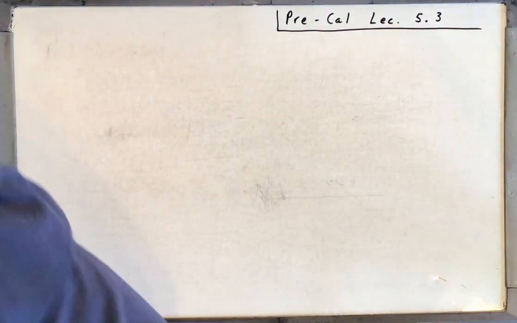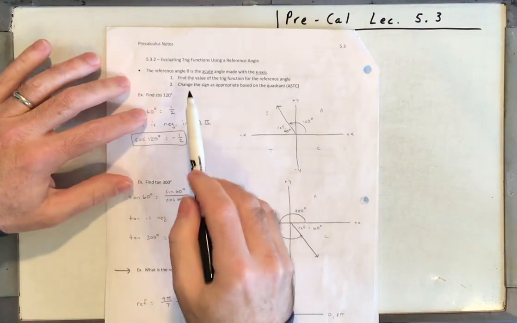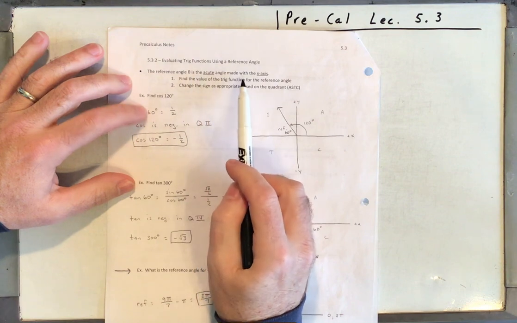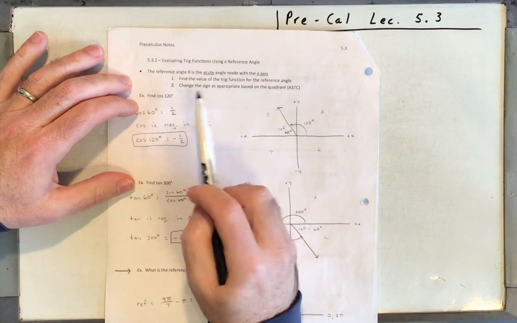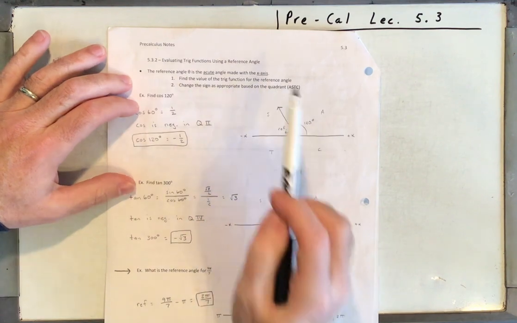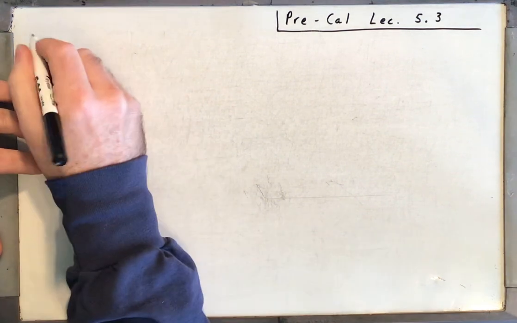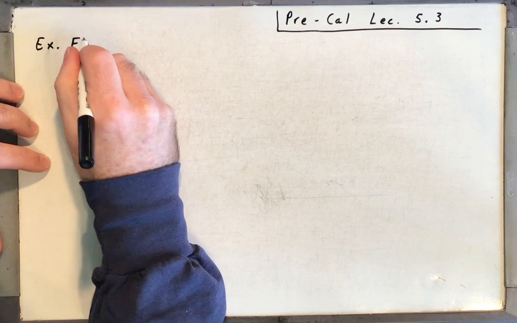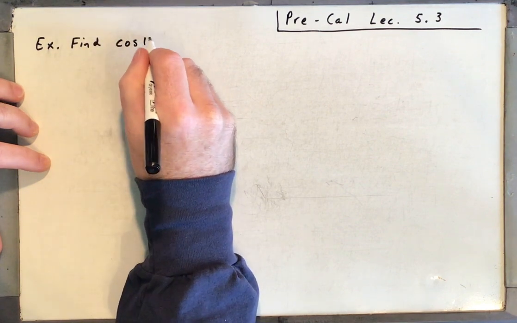All right, our instructions for page 2 is the reference angle. Okay, that's what we just talked about with alpha, the acute angle made with the x-axis. So find the value of the trig function for the reference angle, then change the sign as appropriate based on the quadrant. So we're going to do exactly what we did before. So our example is find cosine of 120 degrees.